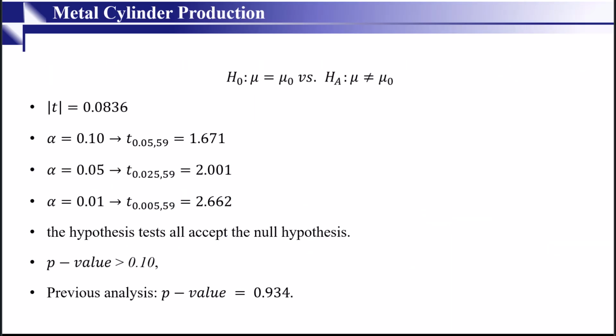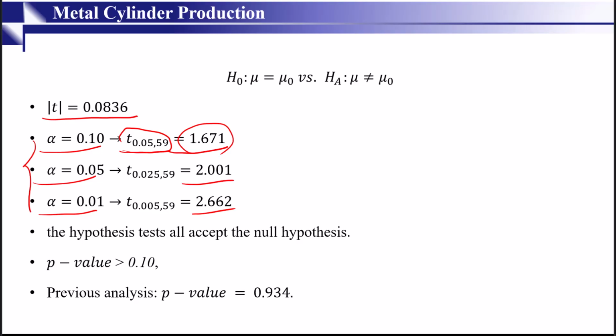Again, let's check our example of metal cylinder production. The data set of metal cylinder diameters gives a t statistic with absolute value of t equal to 0.0836. We have three possible values for alpha: 0.1, 0.05, and 0.01, that is 90, 95, and 99 percent. Based on the table and the previous lecture, the critical points are 1.671, 2.001, and 2.662. The critical point is 1.671 for an alpha of 0.1 test, 2.001 for an alpha of 0.05 test, and 2.662 for an alpha of 0.01 test.